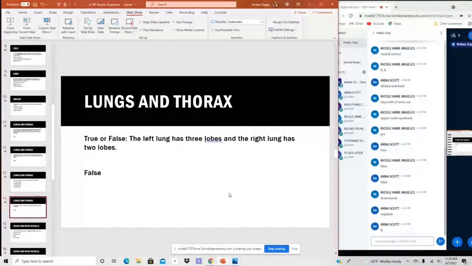True or false? The left lung has 3 lobes and the right lung has 2 lobes. False, yes. The left lung has 2 lobes and the right lung has 3 lobes. Remember, left equals less.